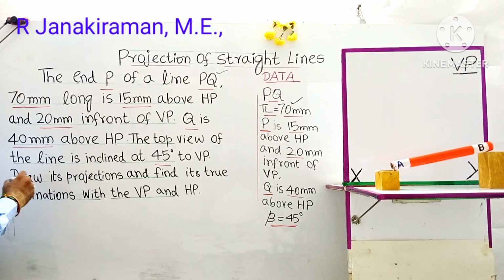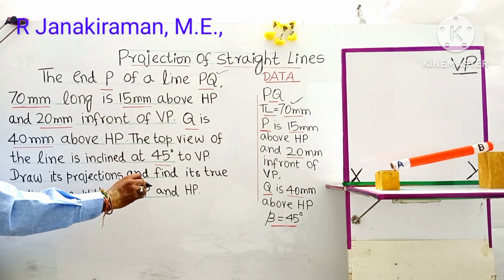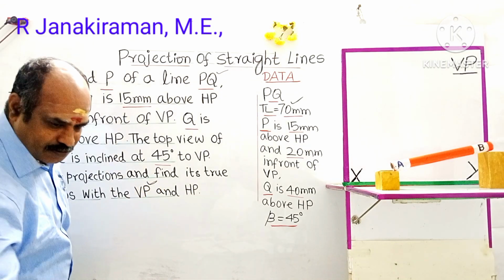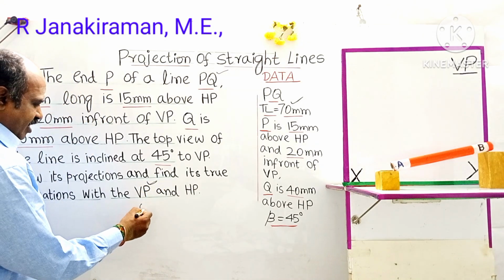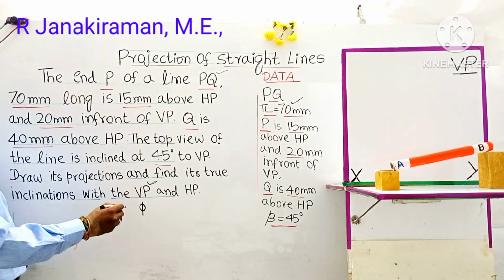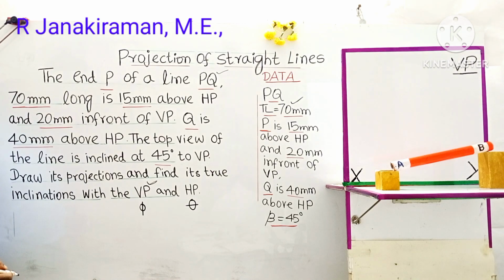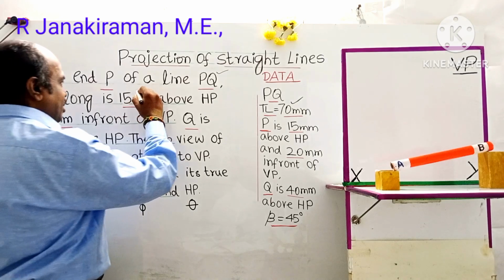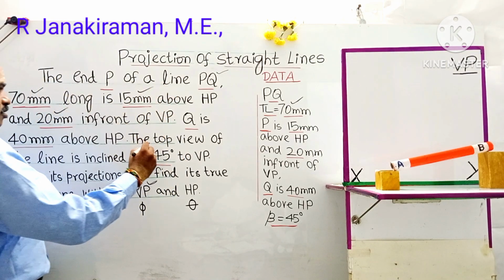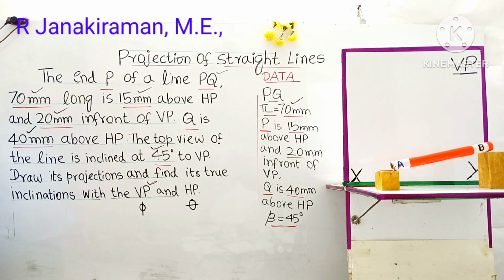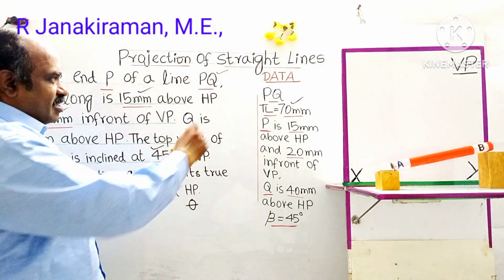Draw its projections and find its true inclinations with the VP and HP. True inclination with VP, the symbol is phi. We have to find phi, true inclination with VP, and true inclination with HP, which is theta. This we are going to measure from the diagram after drawing the projections. So the data given in the question are copied. Understand, Q is 40 mm above the HP. Then by using the reference diagram, we are going to complete the final projections for the line PQ.